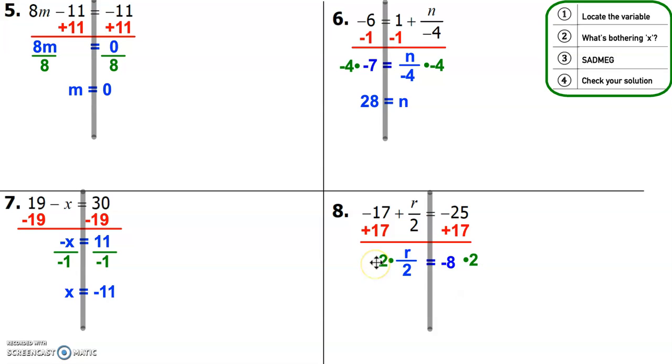Writing down all of these steps is going to help you keep track of your thinking as you go through these problems. That's going to leave me with r equals negative 16.